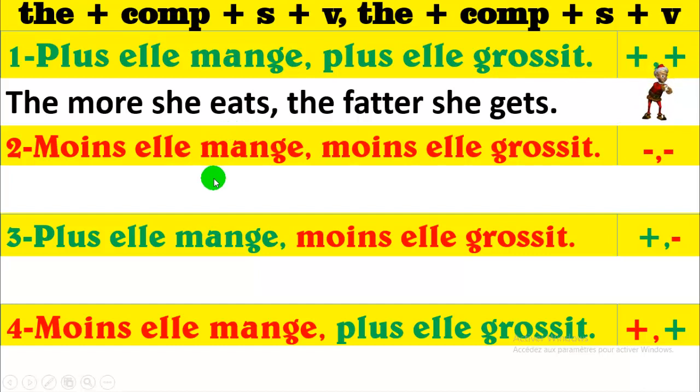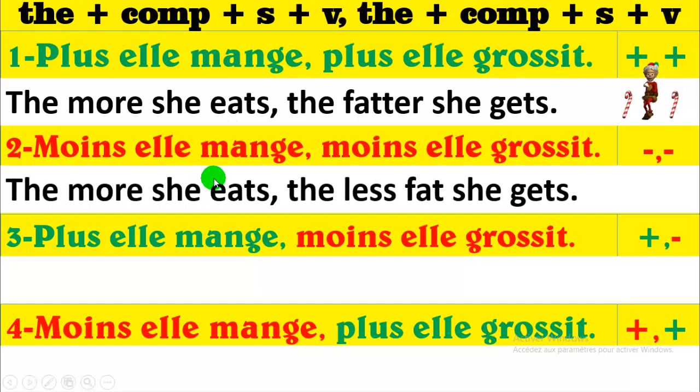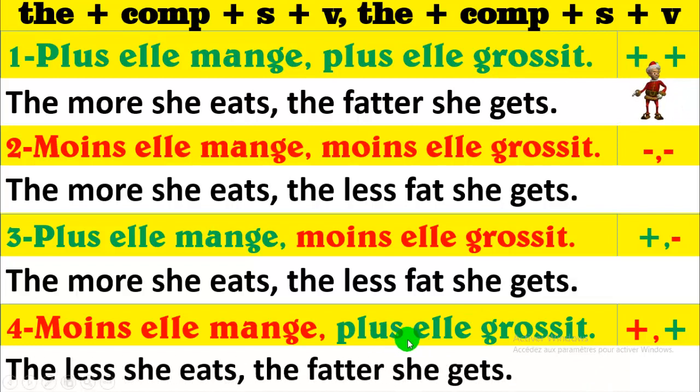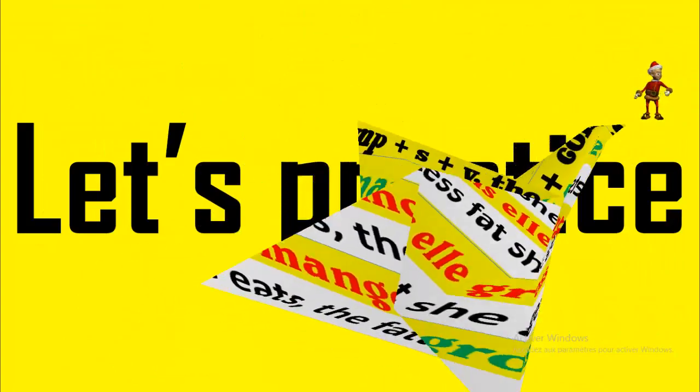Moins elle mange, moins elle grossit. The less she eats, the less fat she gets. Plus elle mange, moins elle grossit. The more she eats, the less fat she gets. Moins elle mange, plus elle grossit. The less she eats, the fatter she gets. So here you have the formula and examples of double comparatives. Let's practice.